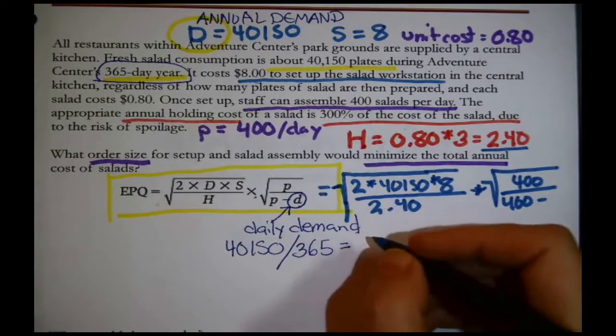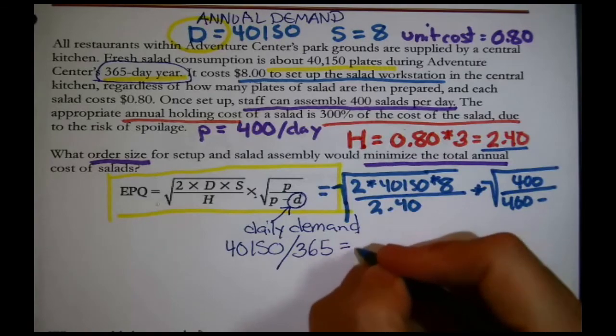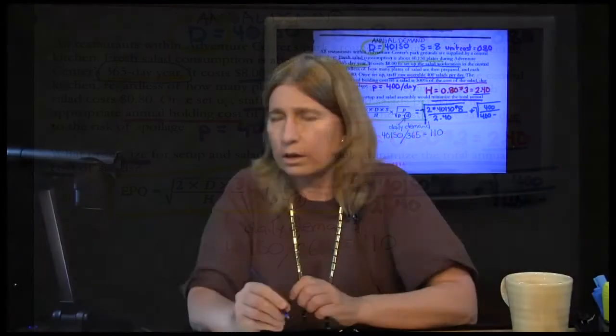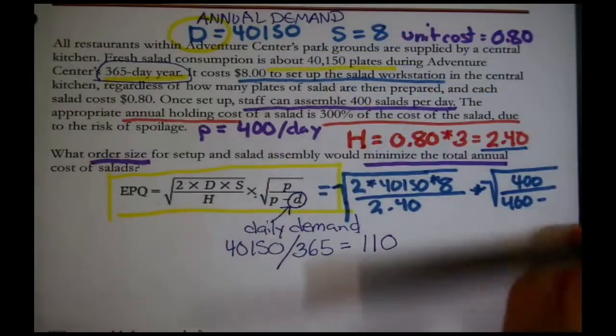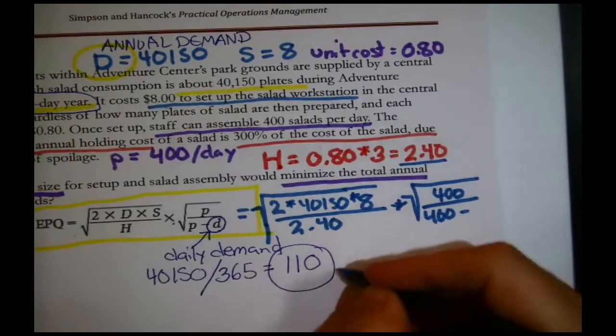And keeping with the assumption that demand is constant, because that is one of the underlying assumptions of these formulas, that implies it's just logic that, oh, okay, there must be about 110 plates of salad consumed each day. That's the number that we're looking for right here.